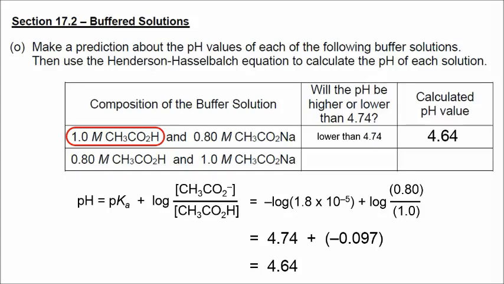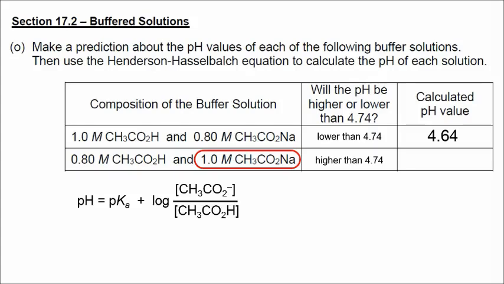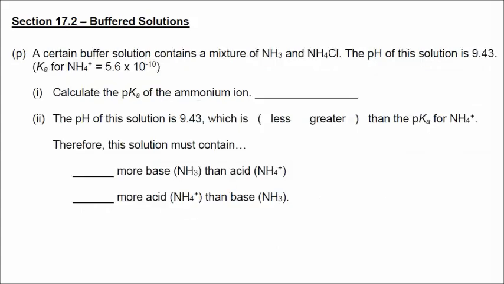On the other hand, if we have a solution in which there is a little bit more base than acid, we would expect our pH to be a little bit higher than 4.74. And sure enough, when we do the math, again using the Henderson-Hasselbalch equation, we get pH equals pKa plus the log of 1 over 0.8, and this will give us a pH of 4.84. That's a good way of predicting the pH of a buffer, knowing whether you have equal amounts of acid and base or slightly more of one component.